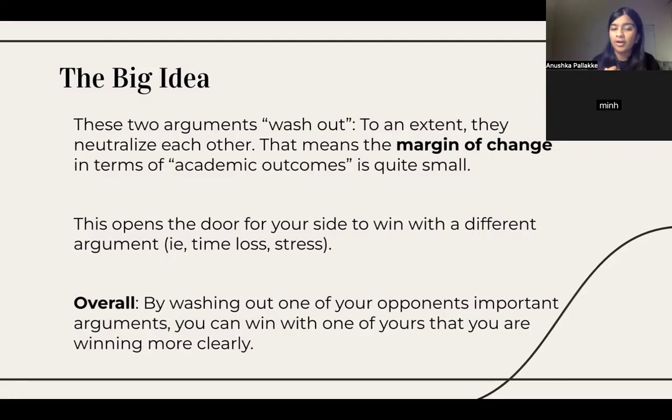So I can talk about time loss, I can talk about stress, and this would be significantly more convincing. These are more fact-based things, right? If you say homework can cause a lot of stress because you have to meet all your deadlines, it makes it really hard for the gov to combat that argument. So you have a stronger path to the ballot there. As a quick summary, by washing out any of my opponent's important arguments, I can win with one of mine instead that I feel I'm winning more clearly.